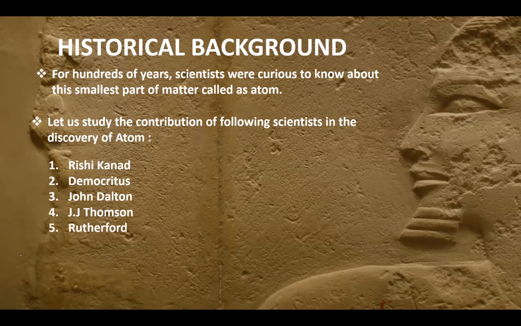Which are the different scientists who came up with this theory of atom? First it was Maharishi Kanad, right, beta? Then Democritus, then John Dalton, then J. J. Thomson, and then Rutherford. Niels Bohr, James Chadwick, all we are going to do.